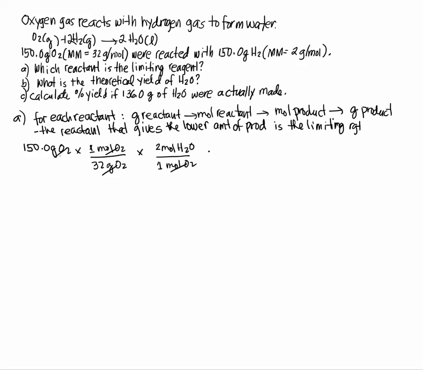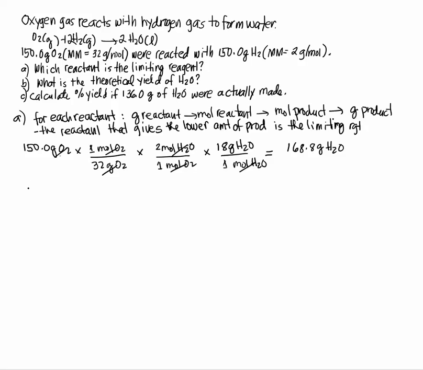The last step is to convert moles of H2O to grams of H2O by multiplying by the molar mass of H2O. There are 18 grams of H2O in 1 mole of H2O. Moles of H2O cancel, and we're left with grams of H2O. And that will give us 168.8 grams of H2O. 150 grams of oxygen will give 168.8 grams of H2O.